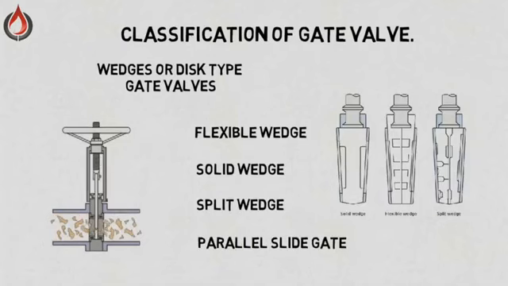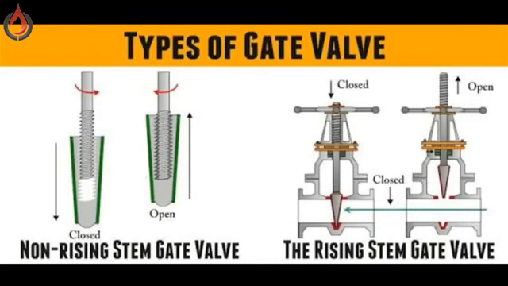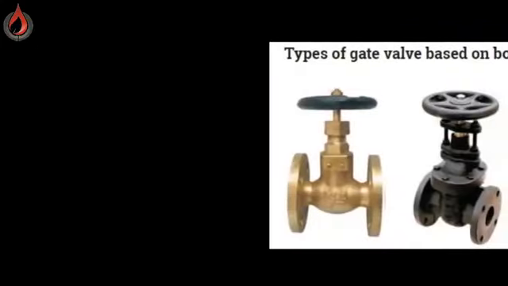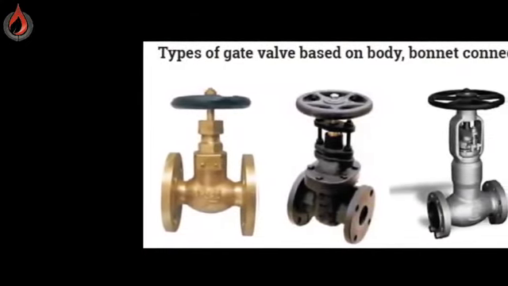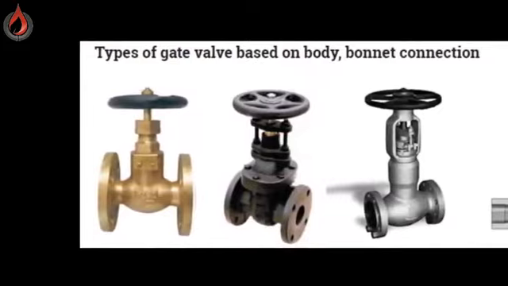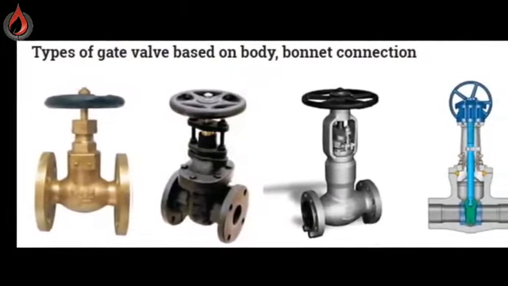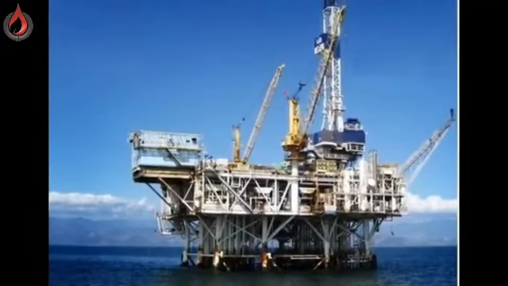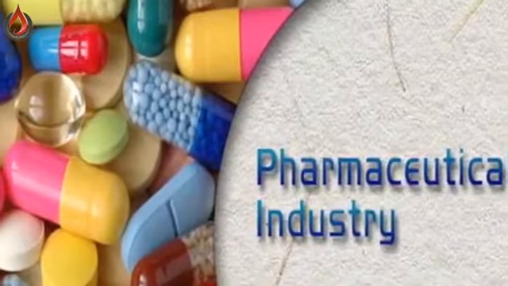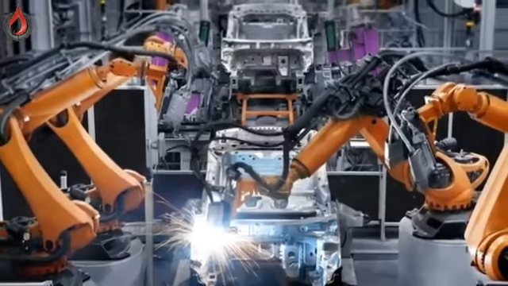Number 2. Stem type gate valve. Stem type gate valves are non-rising stem gate valve and rising stem gate valve. There are some other types of gate valve based on their bonnet connections: screwed bonnet, bolted bonnet, welded bonnet, and pressure seal bonnet. Gate valves are used in many industrial applications including oil and gas, pharmaceutical, manufacturing, automotive, and marine industry. So let's talk about some advantages of gate valve.